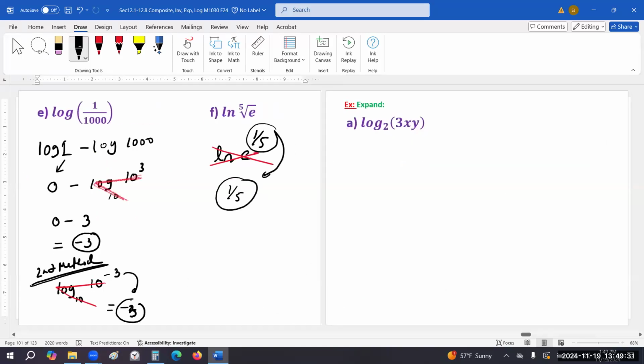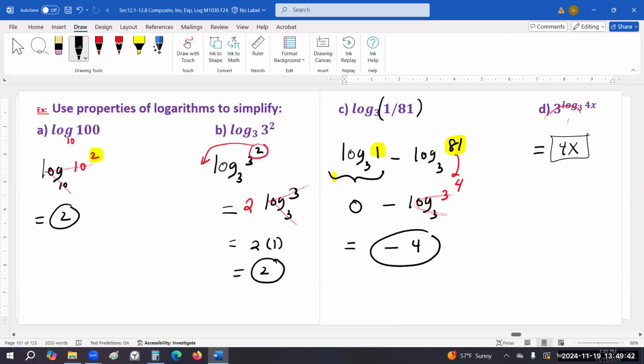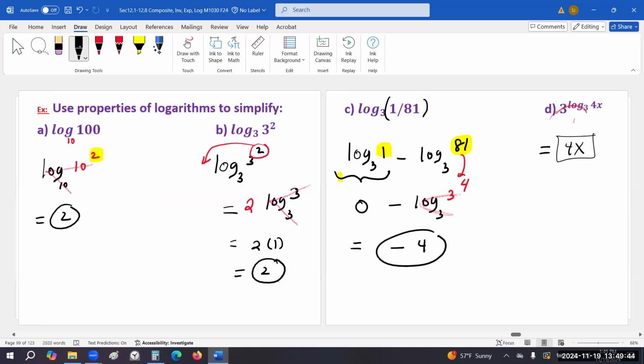Do you have more rules? Yeah, you do. But let's simplify. All of these are called simplify the log. The direction says, observe, use the properties of log to simplify. So when you see this type of question and it says simplify, it means you cannot have log in your answer. You need to consider the log using the log rules.